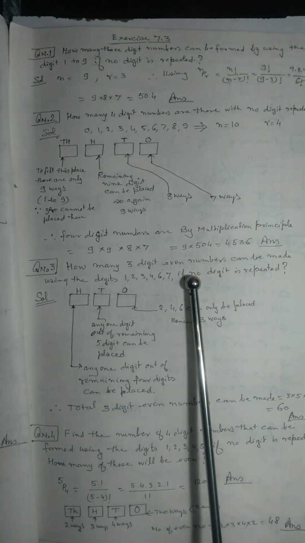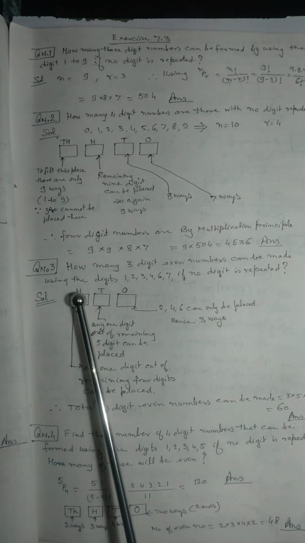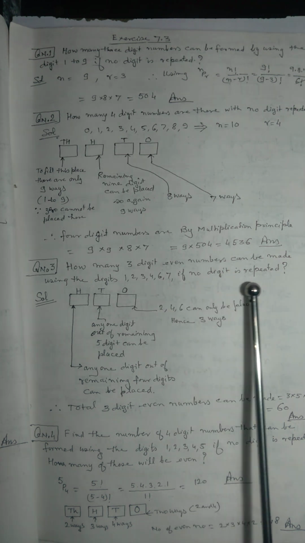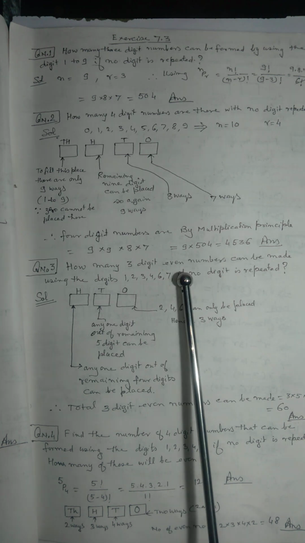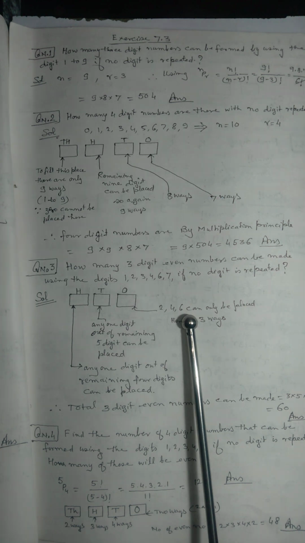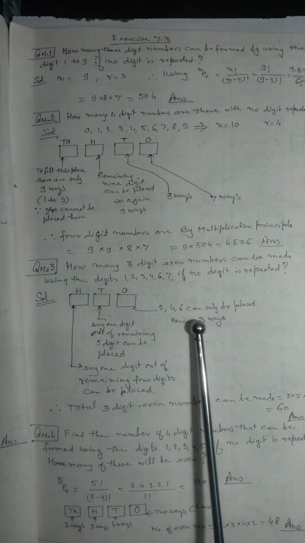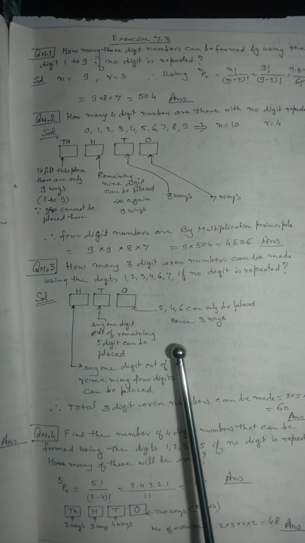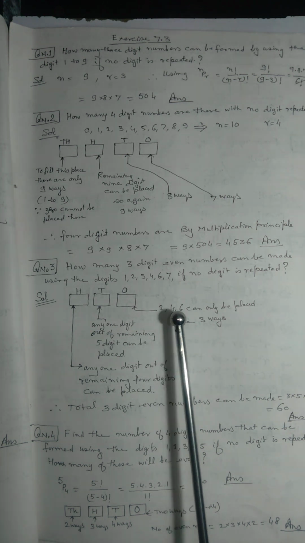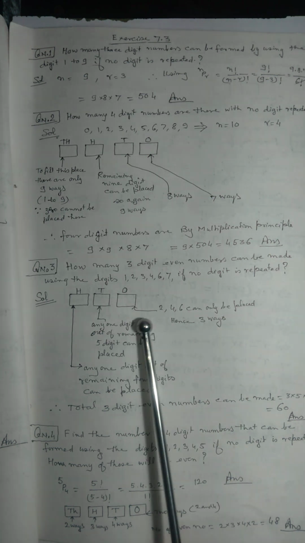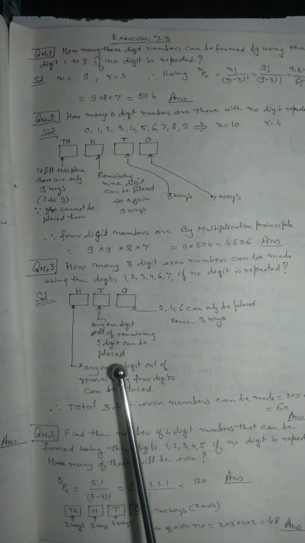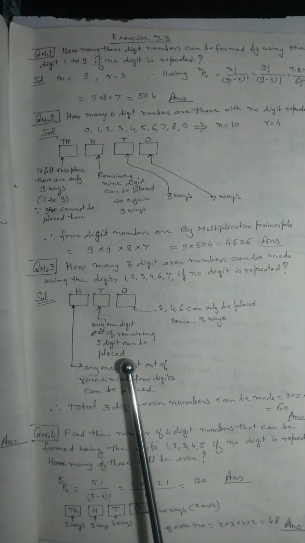How many 3-digit even numbers can be made using the digits 1, 2, 3, 4, 6, 7 if no digit is repeated? So here ये even digit लेना है, so the one place can be filled by 2, 4, 6 in order to make it an even number. So 3 ways are there. 10th place, any one digit out of the remaining 5 digits can be placed. So the 5 ways are here.